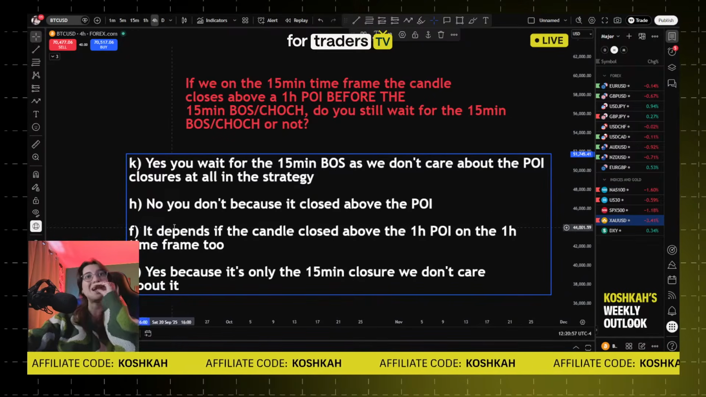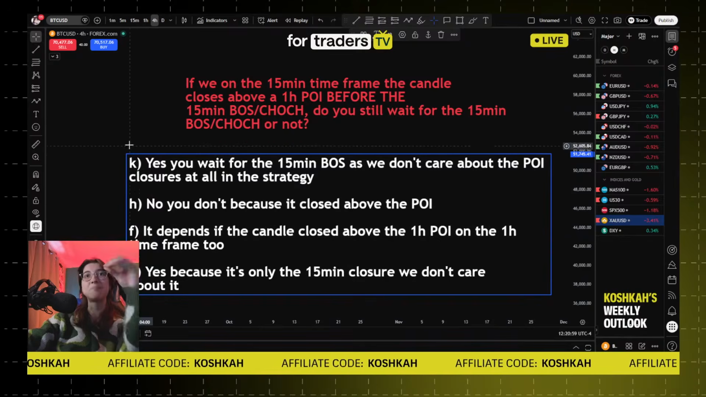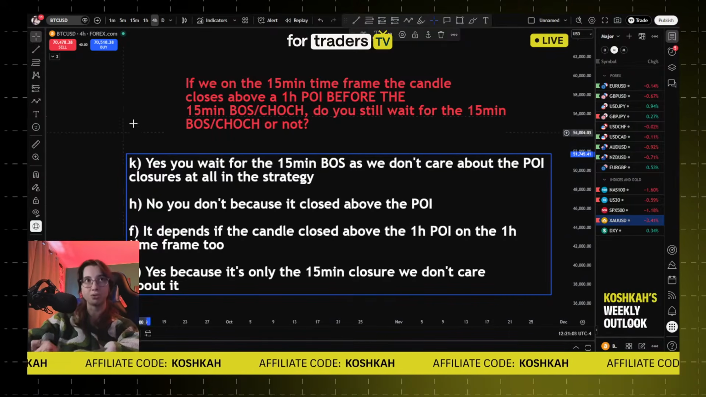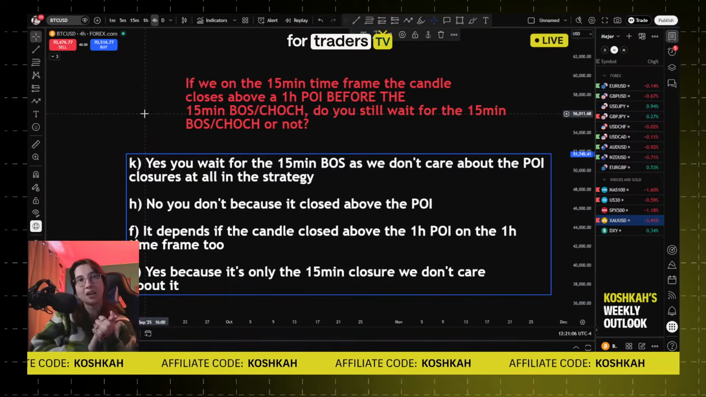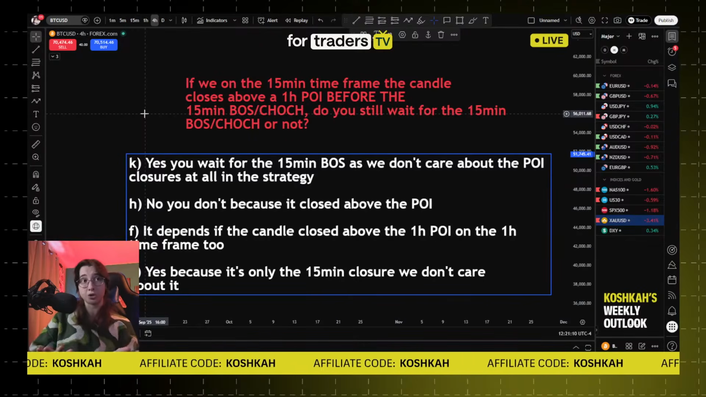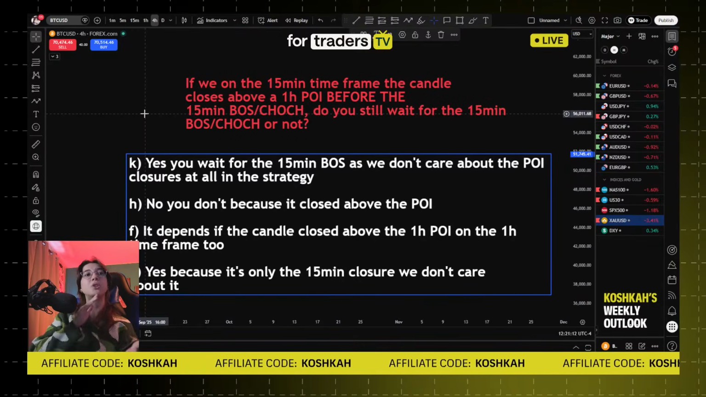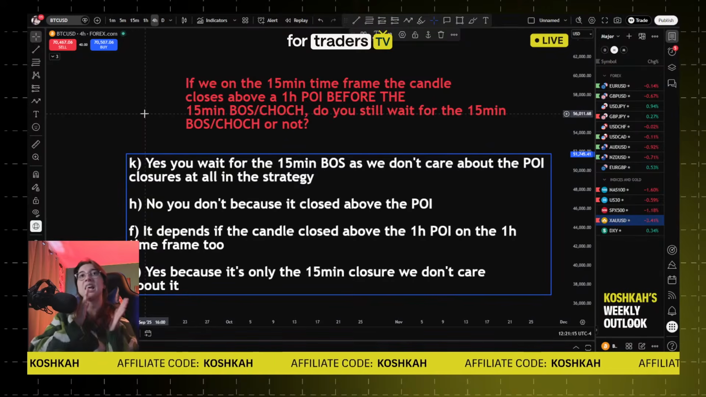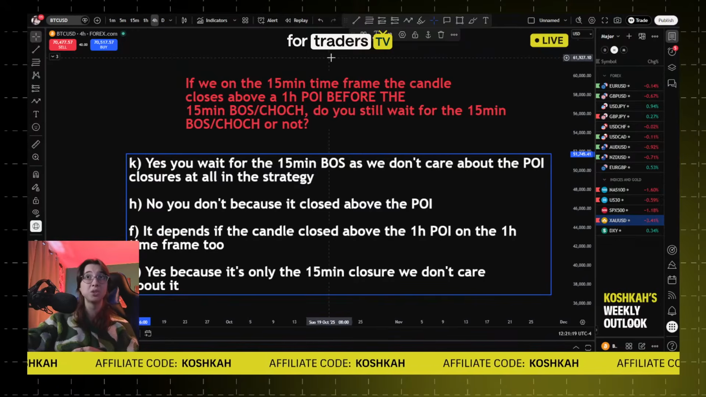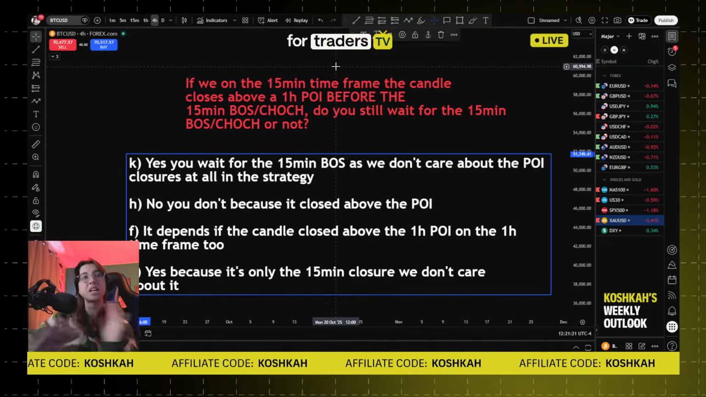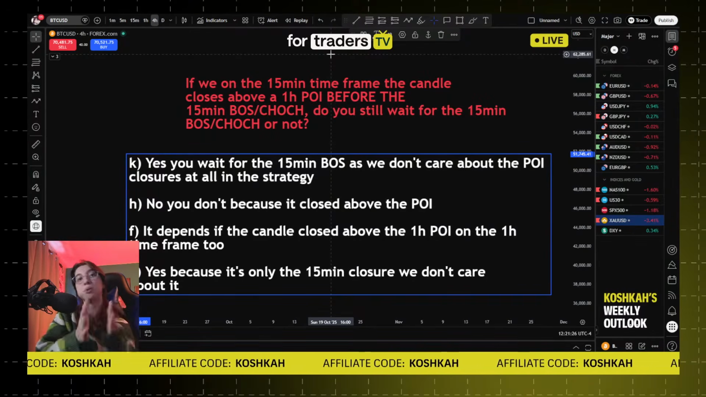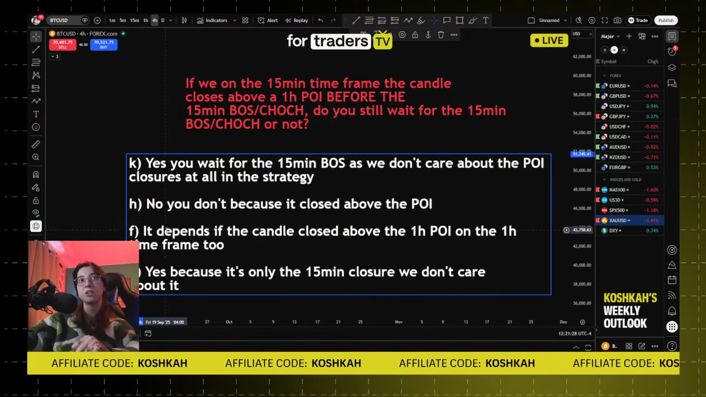So guys, the right answer right here was F. It depends if the candle closed above the 1 hour POI on the 1 hour time frame too. Because if it closed inside, you can still take the trade. If it closed as well above, you can no longer take the trade. So you need to verify if on the same time frame that the POI is, it as well closed above or not. Because the 15-minute is not the same time frame as the POI. This is what we talked about. So that's why it depends.